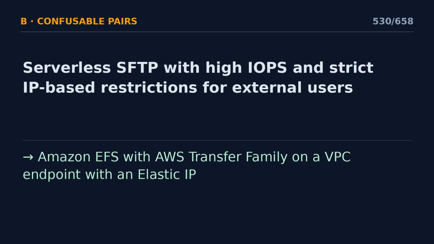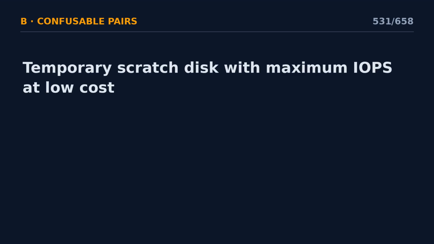Answer: Amazon EFS with AWS Transfer Family on a VPC endpoint with an elastic IP. Temporary scratch disk with maximum IOPS at low cost. Answer: EC2 Instance Store.